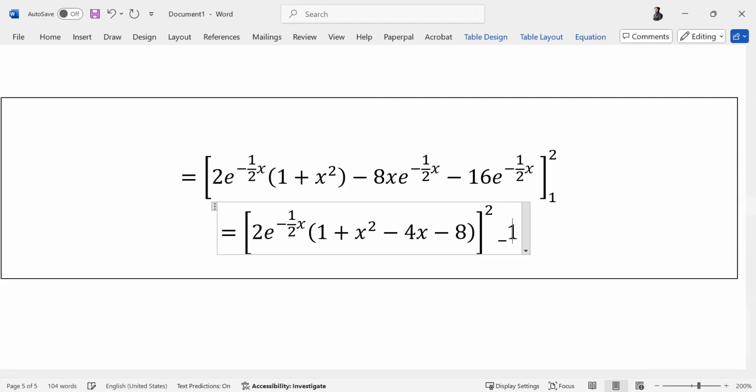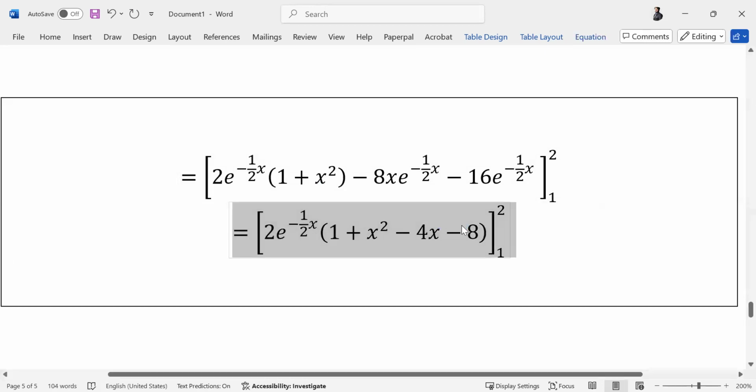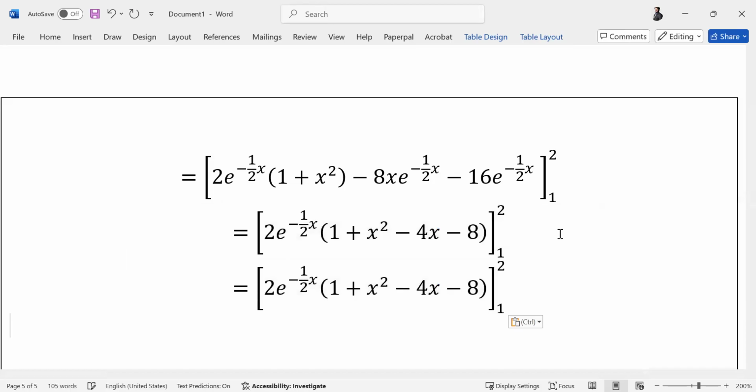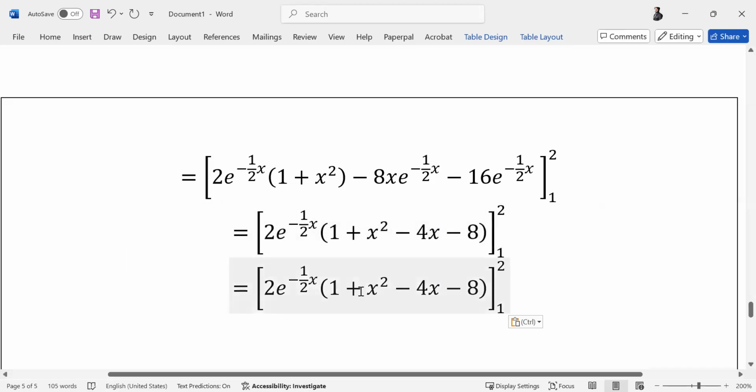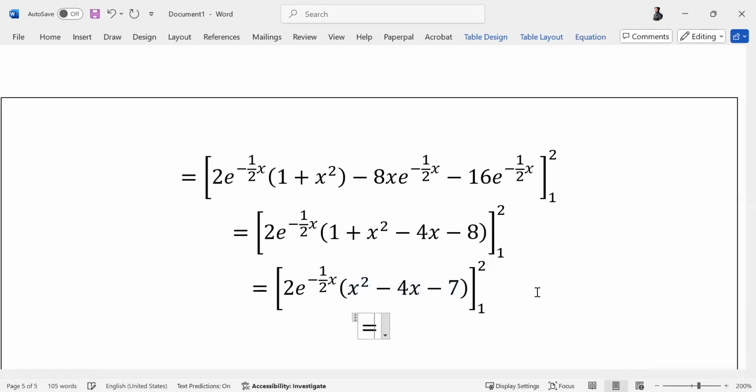Upper limit 2, lower limit 1. See, using the calculator, plugging in and everything will become very easy for you. Isko aur further simplify kar sakte hain. And I'll end up getting 8 plus 1 is 7. Now just plug in the upper limit. 2 daal denge toh 2 upon e, or 2e to the power minus 1. 4 minus 4 and then minus 7 ho gaya mere paas.